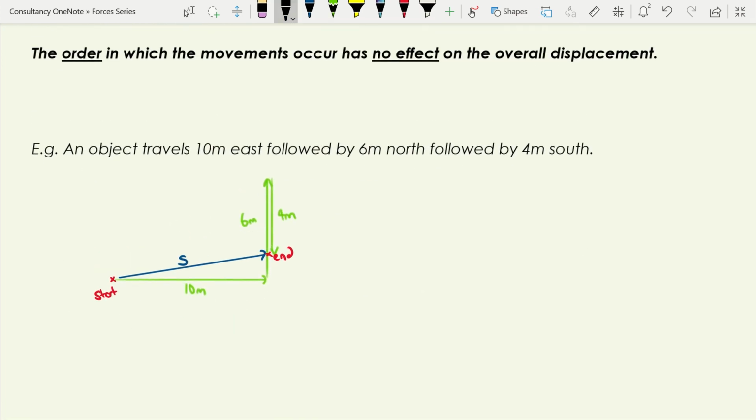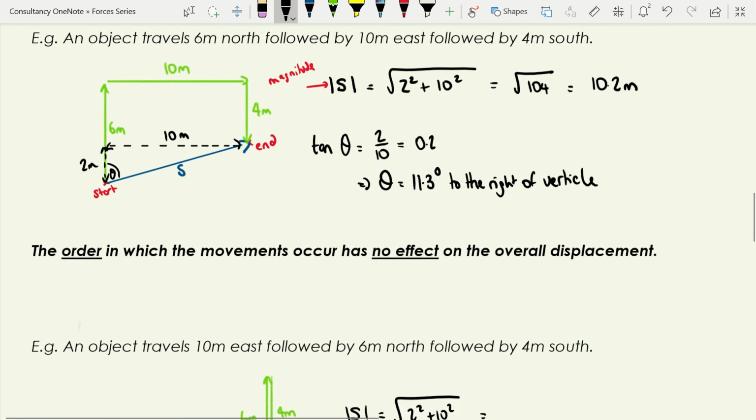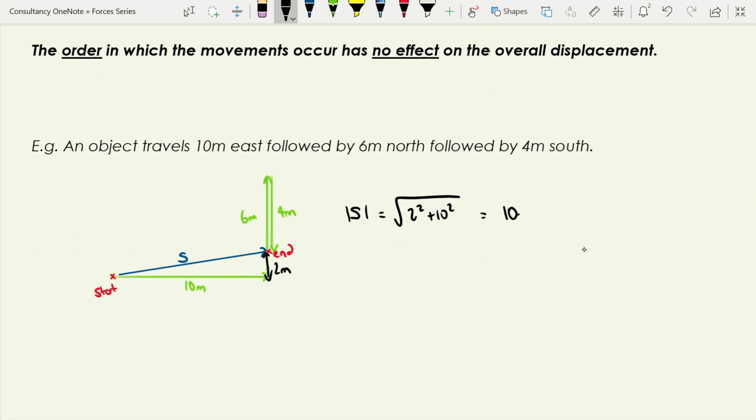So let's do the same process. Let's figure out the sides of our triangle. So this is going to be 6 minus 4, so that's still 2. This side there is still 10. So the magnitude of our displacement is still going to be 2 squared plus 10 squared, which, if I scroll up here, is 10.2 meters.